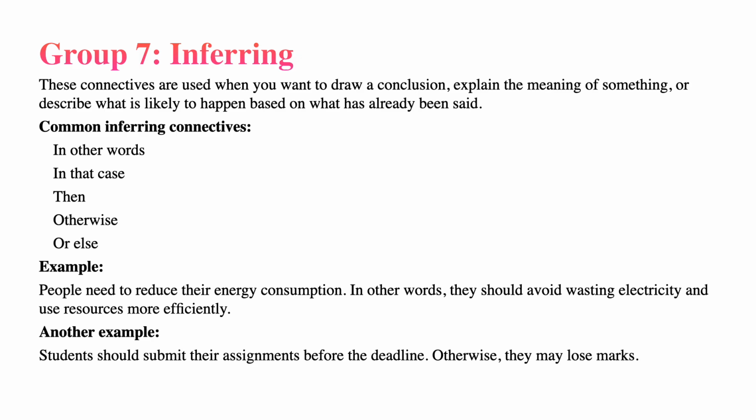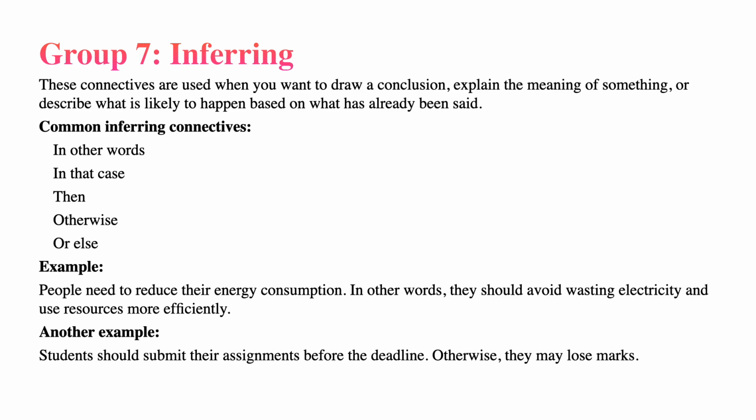Now look at group 7, inferring. These connectives are used when we want to draw a conclusion, clarify an idea, or talk about what is likely to happen based on what has already been said. In simple terms, they help us explain the meaning of a statement or show the possible consequences of a situation. Some common inferring connectives are, in other words, in that case, then, otherwise, or else. Let's look at our first example.